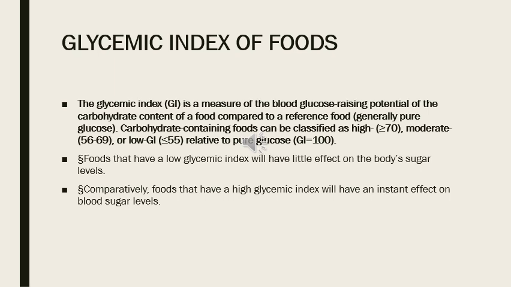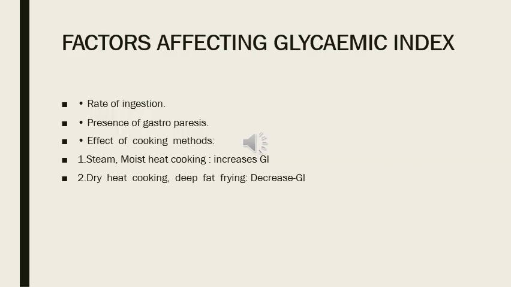When choosing food for a diabetic patient, we should depend on the glycemic index of food, and food that has a low glycemic index will have little effect on blood sugar level. However, glycemic index can be affected by certain factors like moist heat and deep frying. So the way we cook the food can affect the glycemic index.